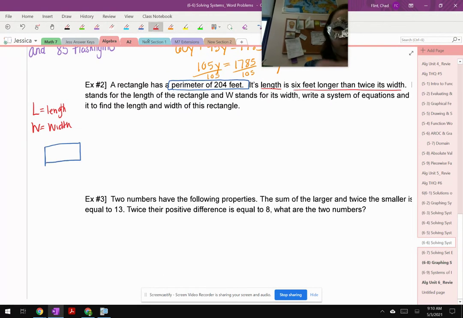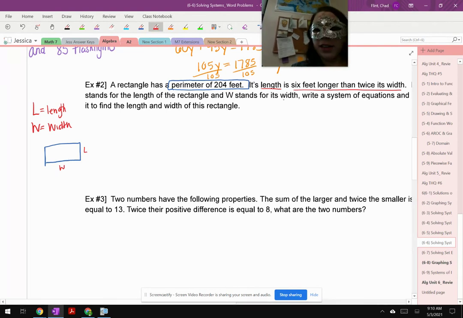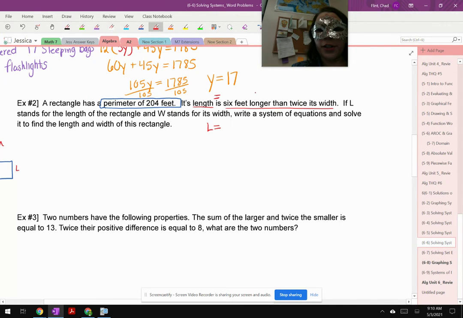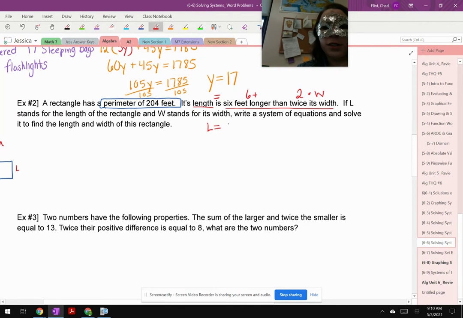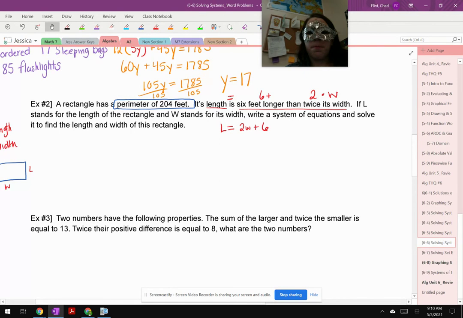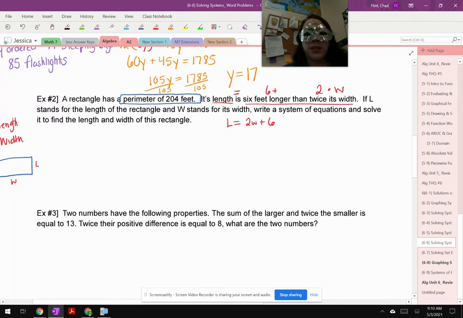Okay, so again, they give us a rectangle. We could always draw a picture. We know that we have a length and a width. They're telling us that the length equals, so L equals 6 feet longer, 6 feet more than twice, 2 times its width. So L is equal to 2W plus 6. So now you might be at a standstill here wondering, what other information do I have, or where can I come up with another equation?